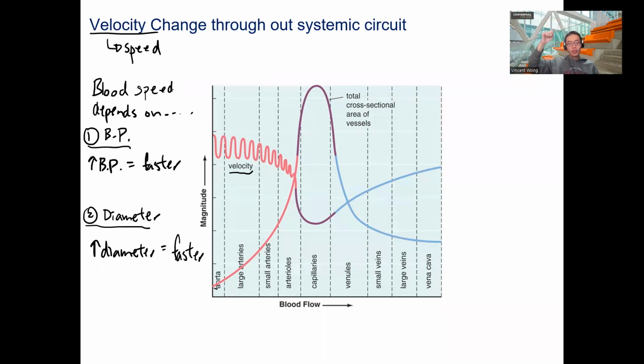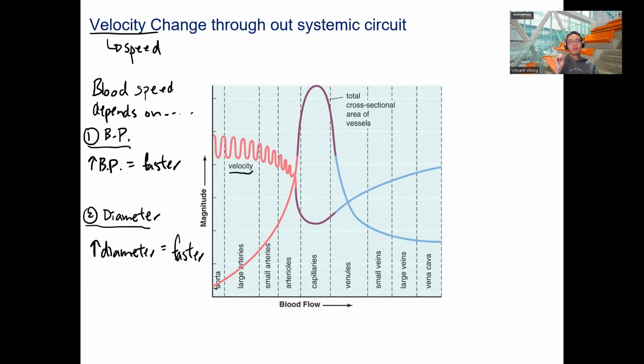are the cars able to go faster on a street with one lane or with like 4 lanes, 5 lanes? Obviously, the more lanes, the faster the traffic will be, right? So same concept here. If the vessel is really big, blood is going to be able to go through faster than if it's really small. Do you understand that?